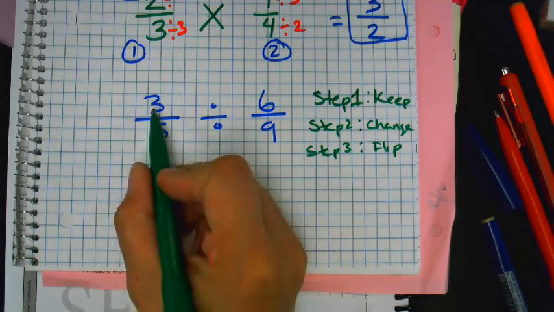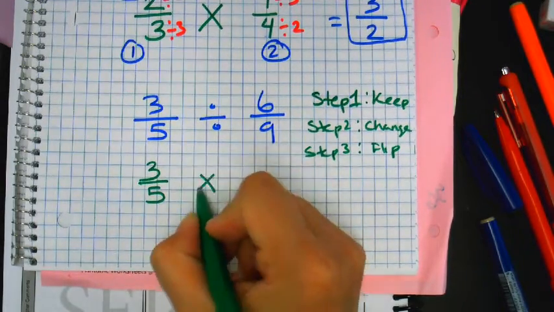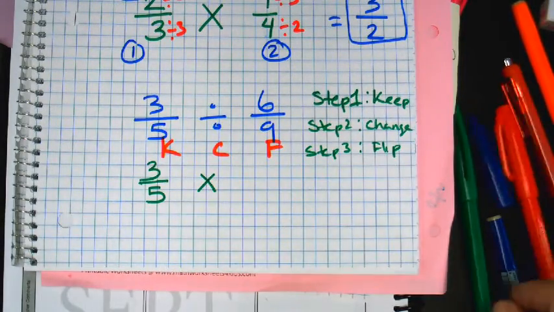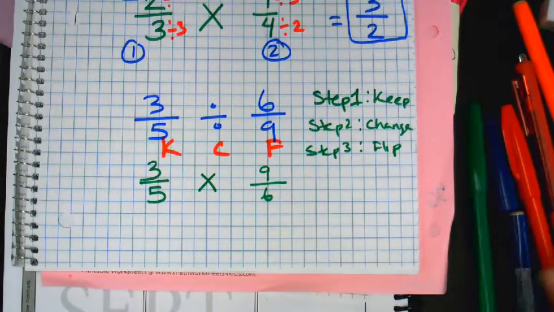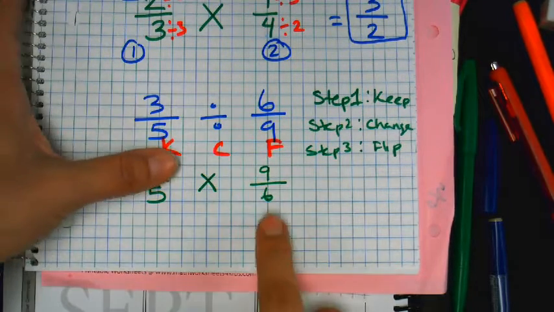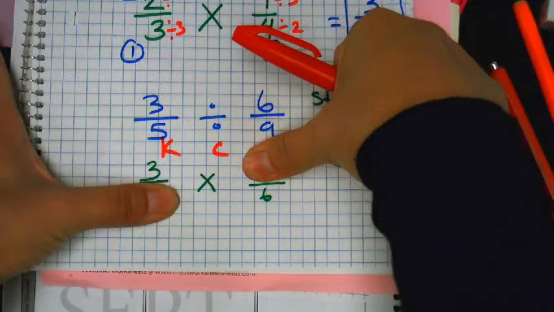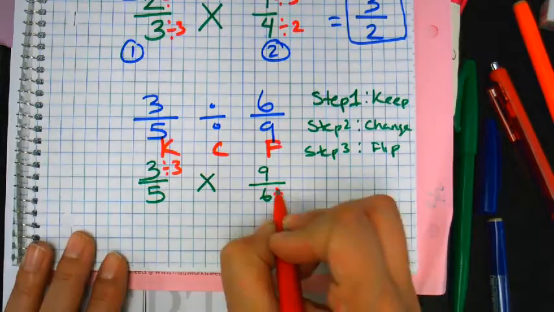All right, so keep your first fraction, 3 over 5. Division turns into multiplication. Oh, I forgot to write that. Keep, change, flip, KCF. And then what does 6 over 9 convert into? 9 over 6. Now, you check your corners. 5 and 9, is there anything I can divide 5 and 9 by? No, and sometimes that happens. There's nothing there. So then you check your other corners. 3 and 6, is there anything I can divide 3 and 6 by? Okay, so everybody divide by 3 before I do, please.